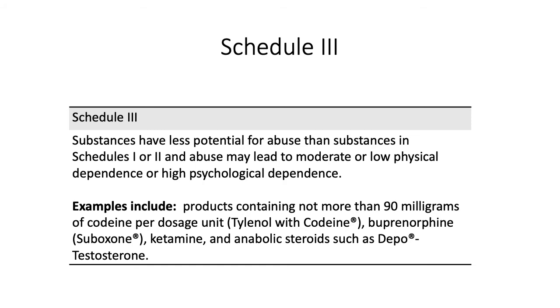Schedule 3 drugs are also prescribed by doctors, and these have less addictive qualities than Schedule 1 and Schedule 2, so people don't develop addiction to them as much as they would to the other drugs that we have talked about. And so these substances have less potential for abuse and lead to low or moderate dependence. Some examples are less than 90 milligrams of codeine, which you can find in Tylenol with codeine, Suboxone, and steroids such as Depo-Testosterone.